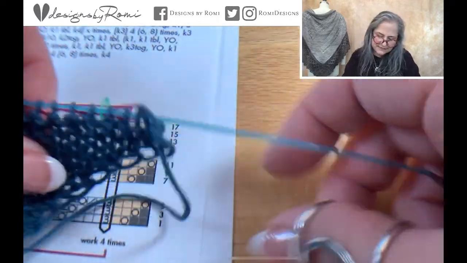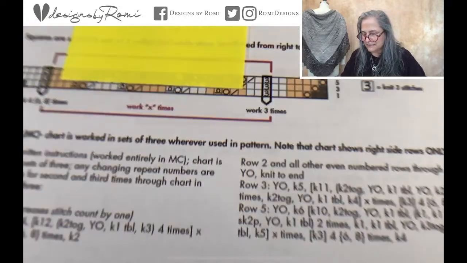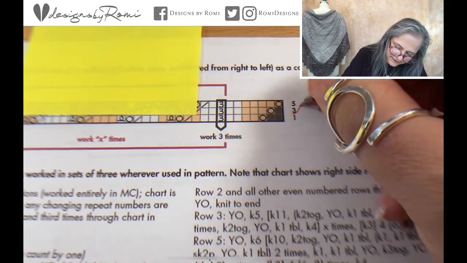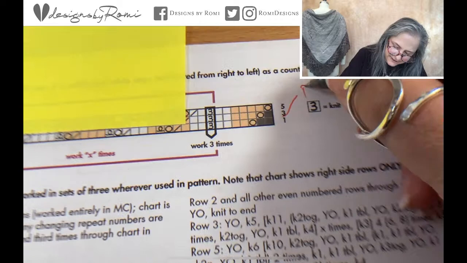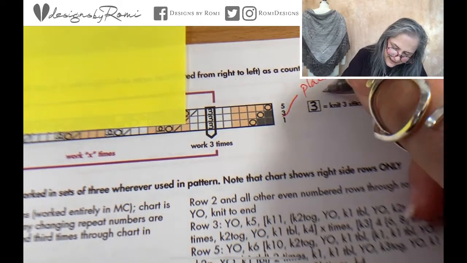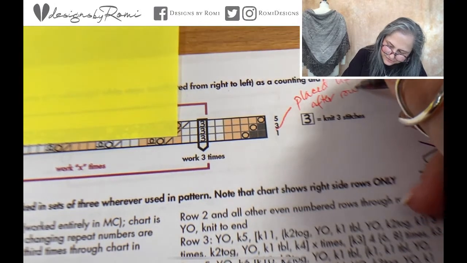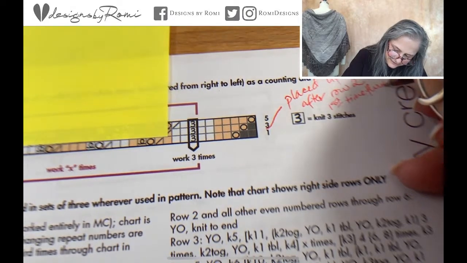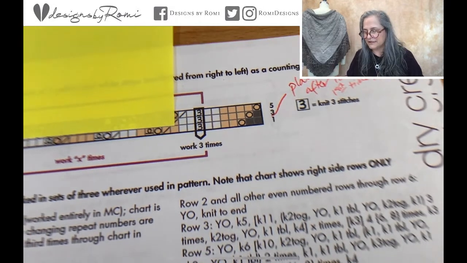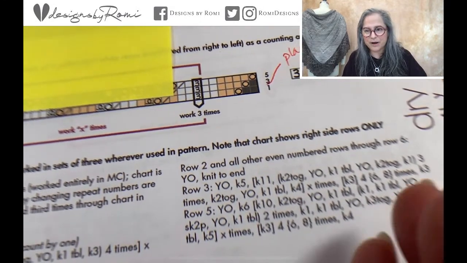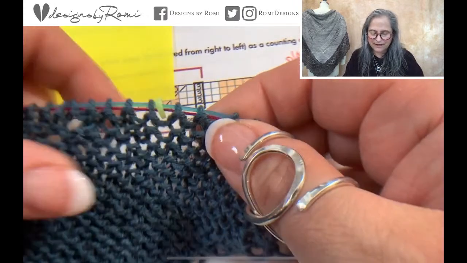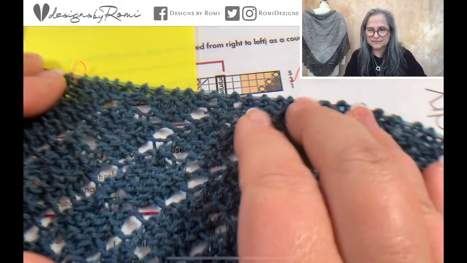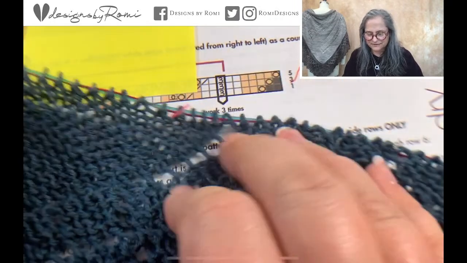And now that I have placed my lifeline, I'm going to make a little bit of a note on my chart here. I am going to make a note that I placed lifeline after row 2, first time through. I just want to make sure that if I'm going to go back and have any type of problem, that I know exactly where I am. And also I had checked below to make sure there are no mistakes below the lifeline. That's really important.